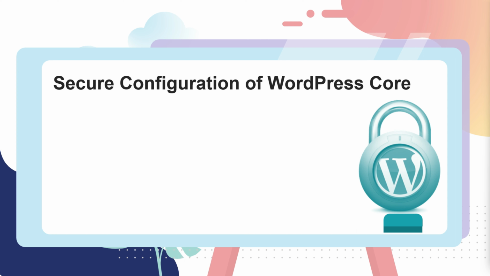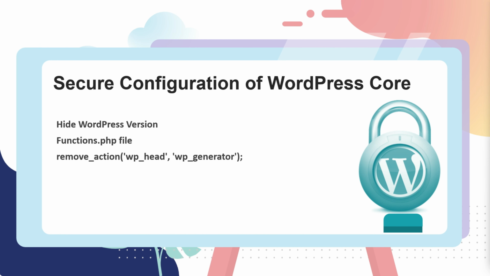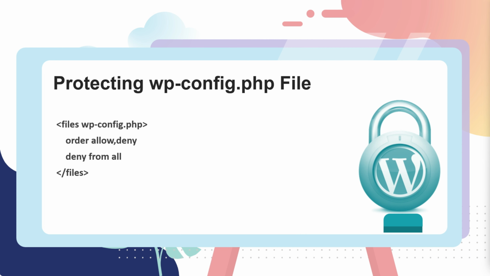Now let's hide the WordPress version. To remove the WordPress version number from your site's source code, add the following code in the functions.php file: remove_action wp_head and wp_generator. You can find functions.php in the theme folder, and you can add this line to remove the WordPress version. That way an attacker can't tell which version you are using, so they are not able to find an actual exploit for your WordPress version.